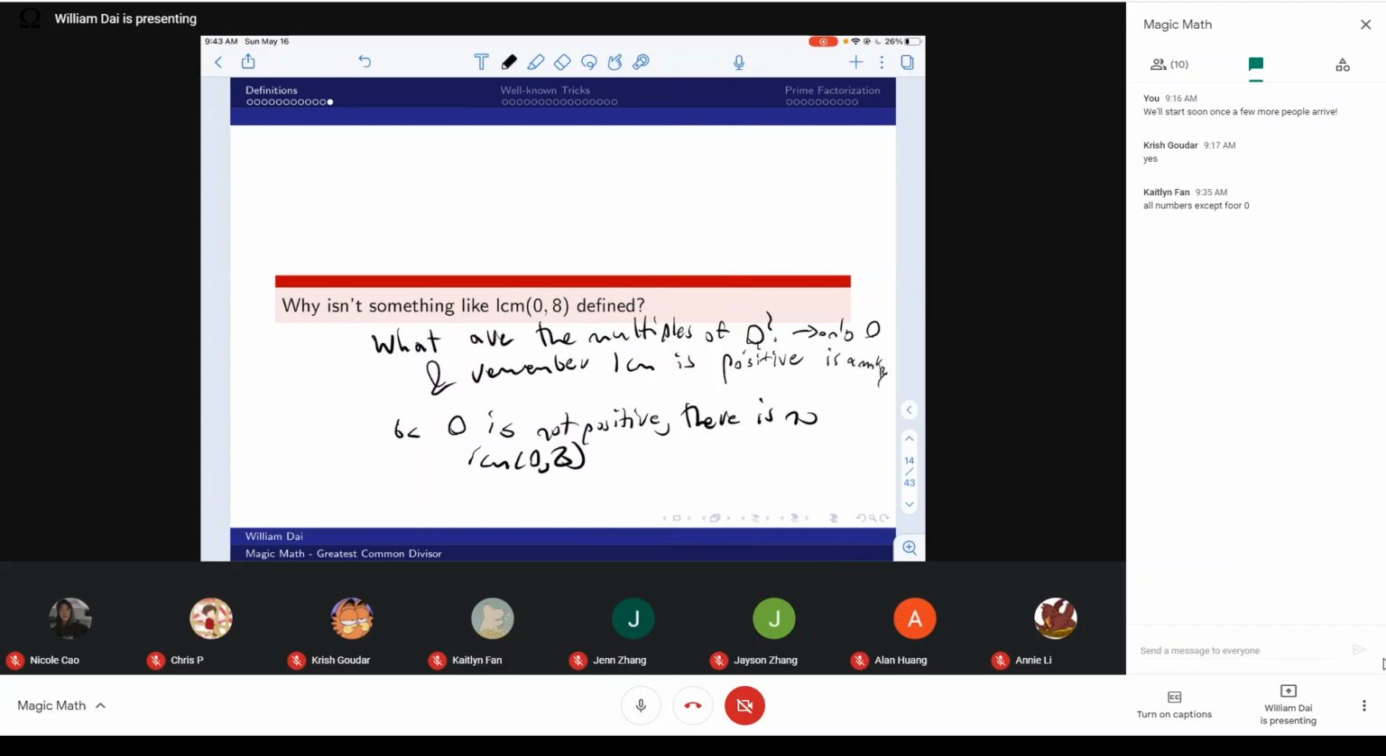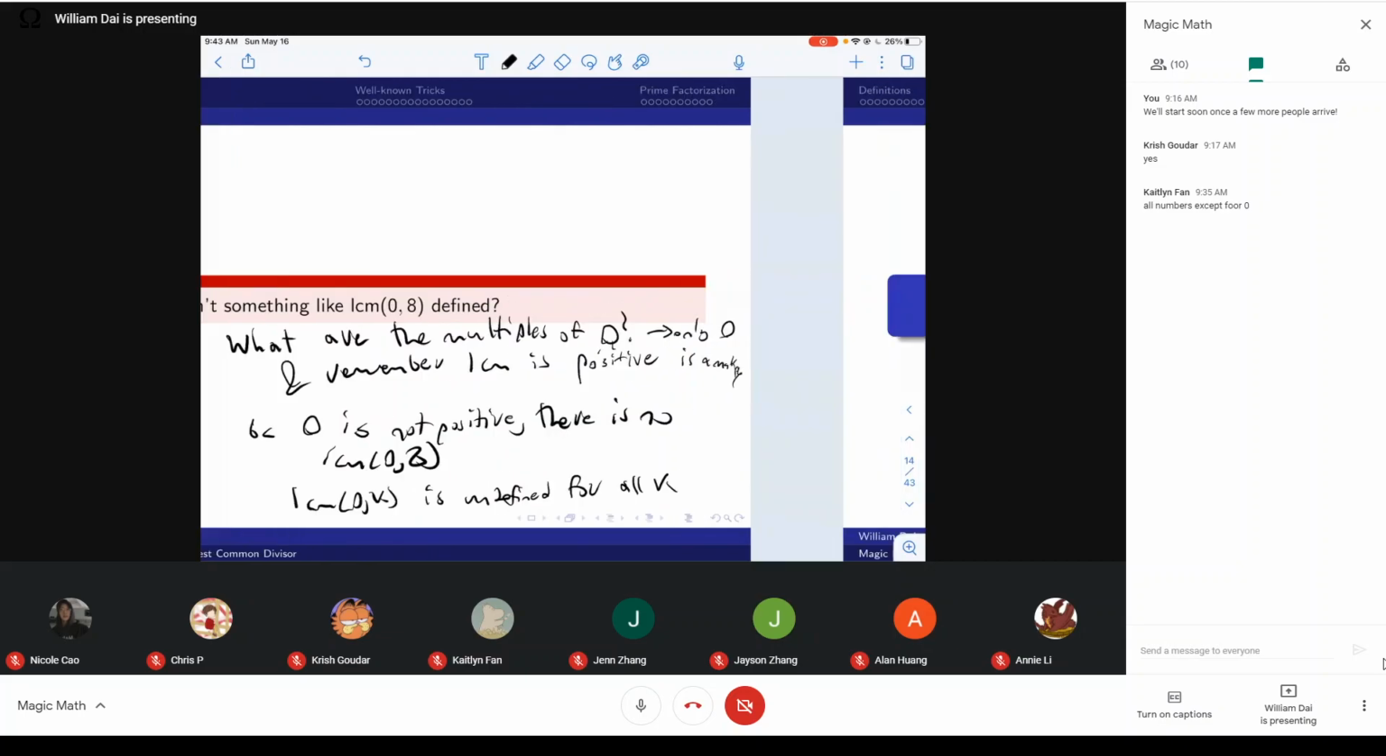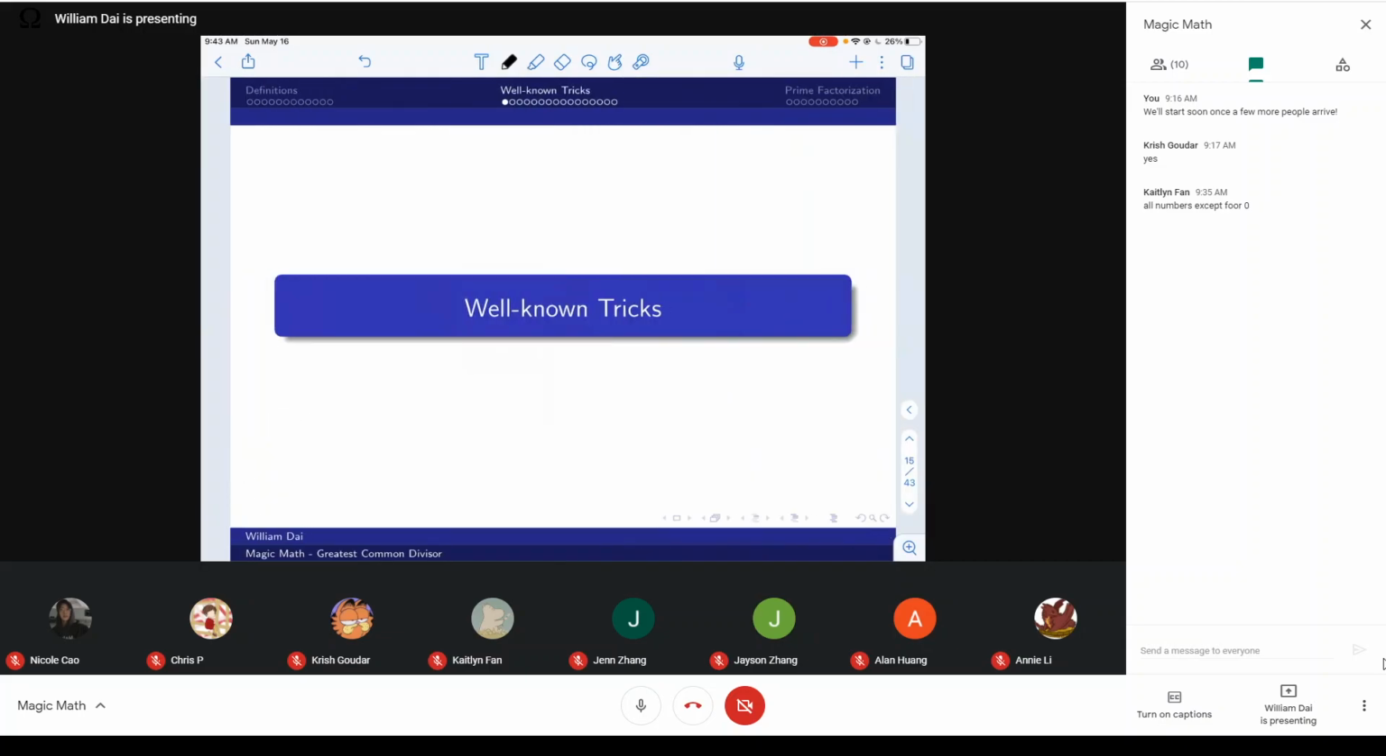And in general, the LCM of 0 and k is undefined for all k, because you can't get a multiple of 0 that's positive.